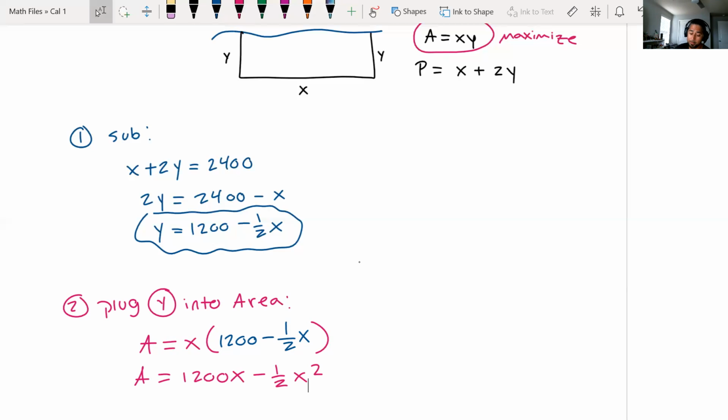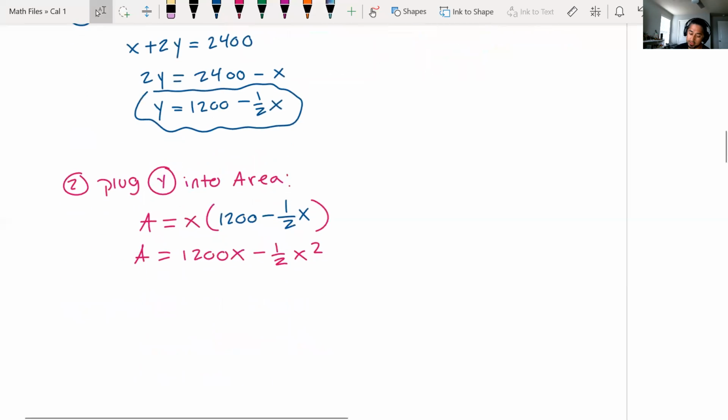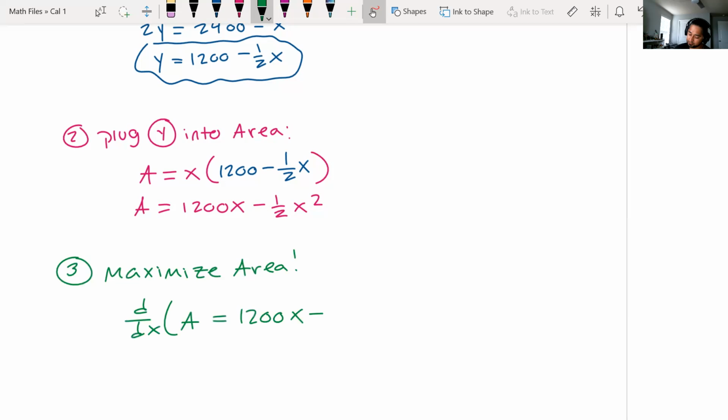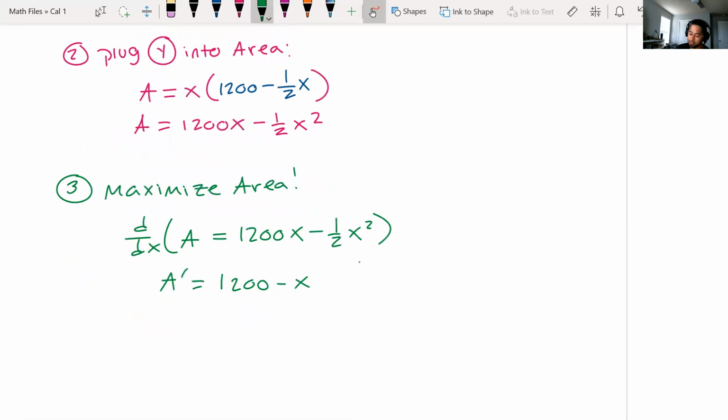So go ahead and maximize it, optimize it. So that's step 3. We're going to maximize area. So that means we just take the derivative with respect to x on both sides. And we'll get A prime is equal to 1200 minus x. And now we set it equal to 0.